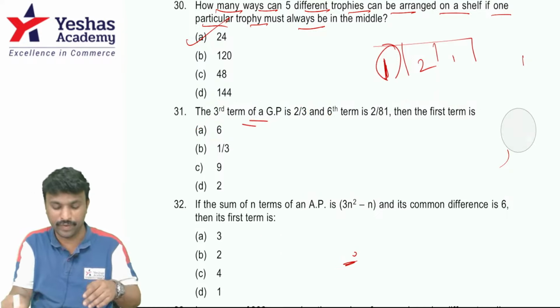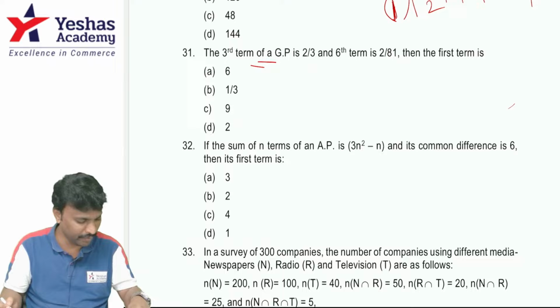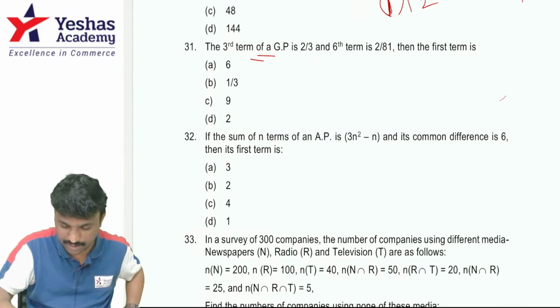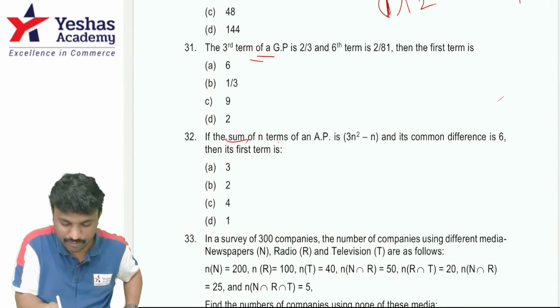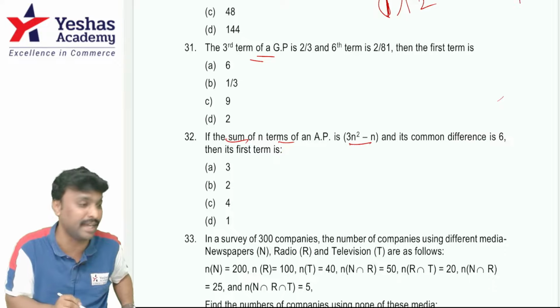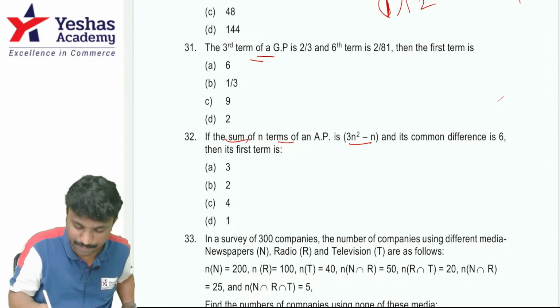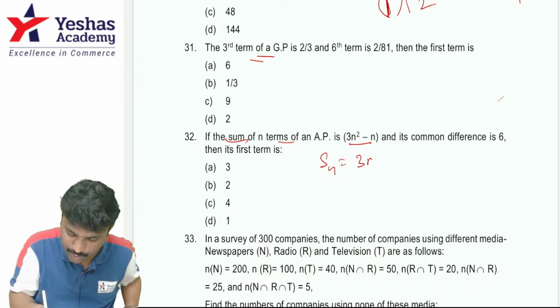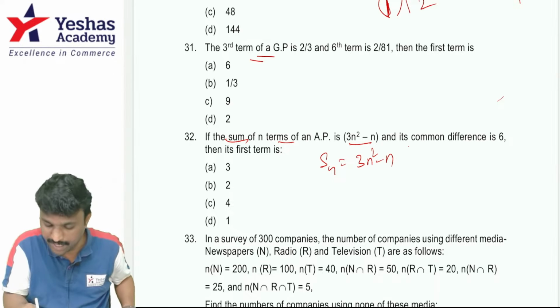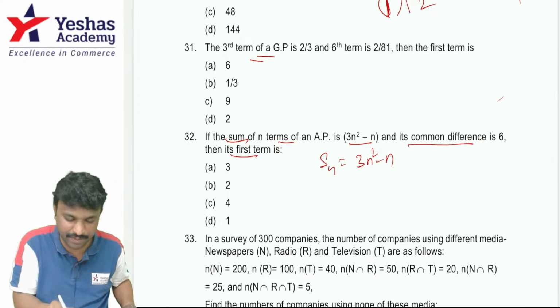Have you understood? Moving on to the next question, question number 32. The sum of n terms of an AP is 3n square minus n. That means Sn is given as 3n square minus n. Its common difference is 6, then its first term is what?